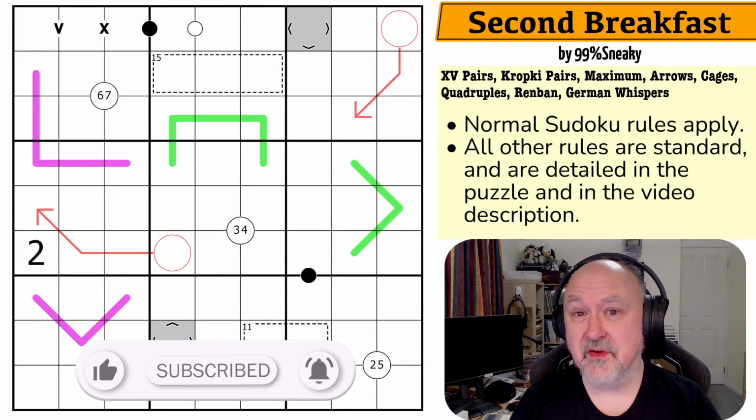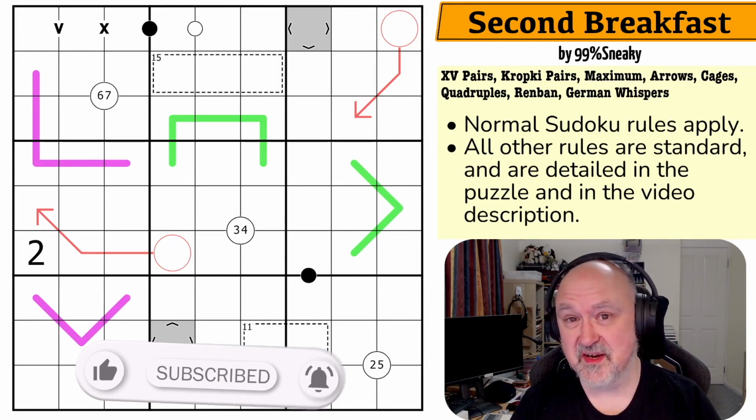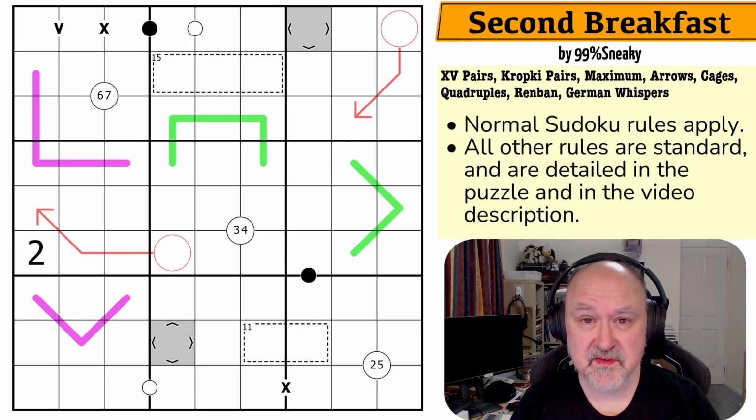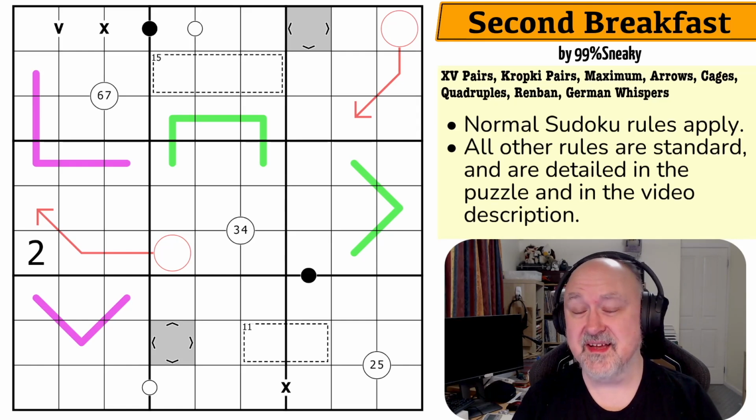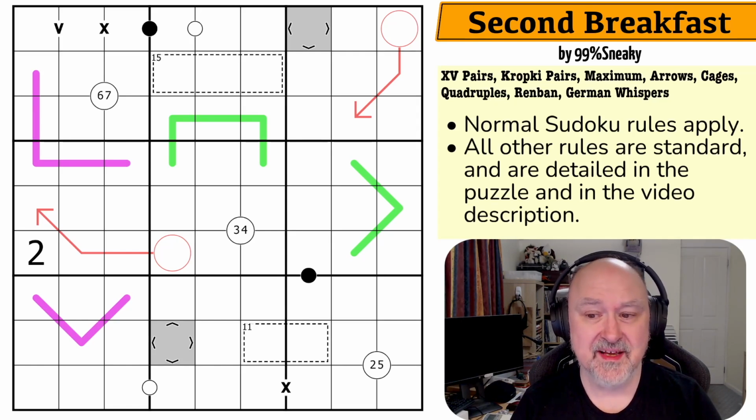Today I'm going to be showcasing a lot of different constraints with the puzzle called Second Breakfast by 99% Sneaky. 99% Sneaky tends to do some really interesting puzzles and has been showcased a few times on this channel. And this time, this puzzle contains the following constraints: XV pairs, Kropki pairs, maximum cells, arrows, killer cages, quadruples, Renban, and German whisper.